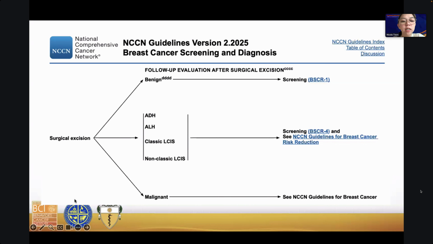And when we do our surgical excision and we encounter these, atypical ductal hyperplasia, atypical lobular hyperplasia, classic LCIS or non-classic LCIS, wide or negative margins is not necessary. Meaning if you excised it, this is the result, but you have positive margins, that's okay. No need to go back for further margins. No need for radiation therapy.